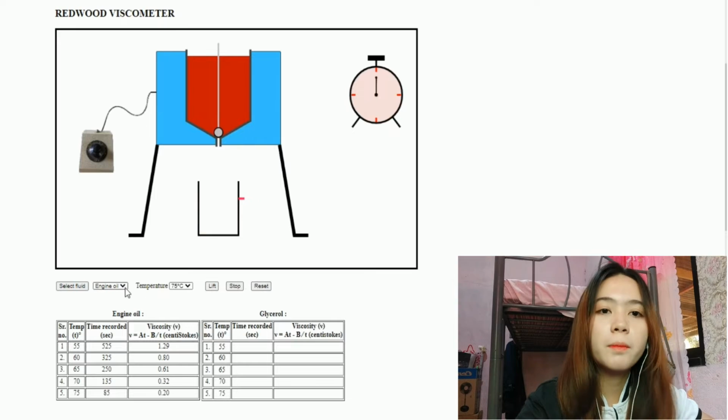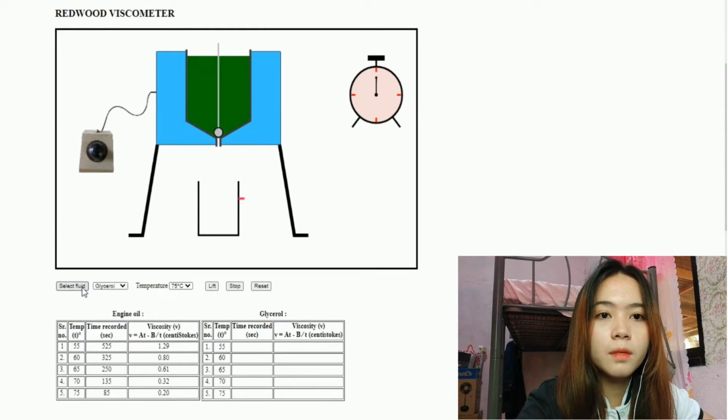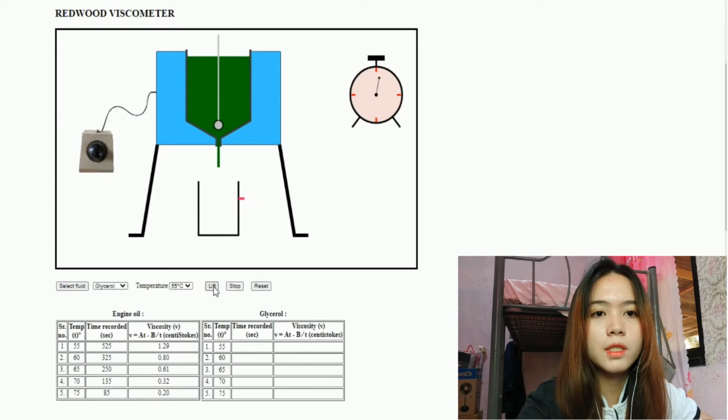After performing the same procedure for all the readings, select the next fluid from the drop-down menu, the glycerol, and we'll just repeat the procedures for the selected fluid and various temperatures.